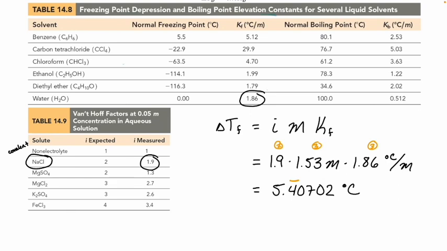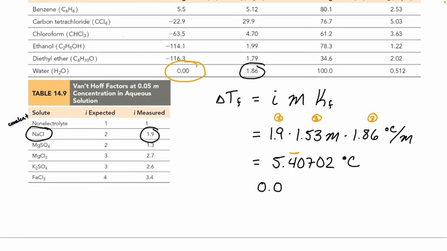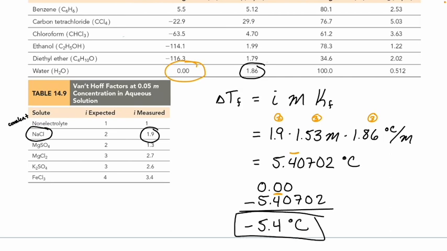Hint, it is not. Okay, what do I have to do? I have to subtract that from the normal freezing point, right? This is my freezing point depression here, so the freezing point goes down. So I'm going to take my normal freezing point and subtract that 5.40702. Okay, we're going to keep our sig fig marked here. So we would get negative 5.4 degrees Celsius.